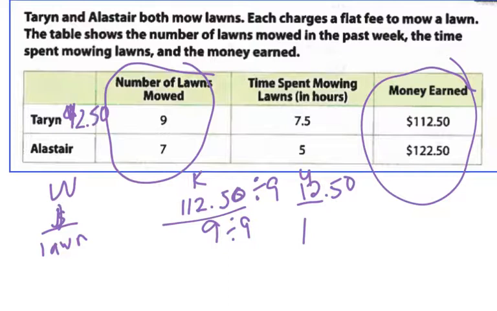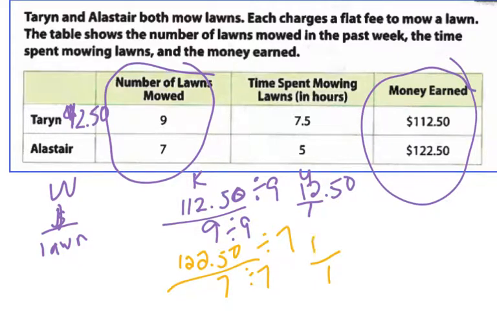Okay? So then I need to figure out Alistair. Well, my words are the same, dollars to lawn. Alistair charges $122.50, and he mows 7 lawns. We need to figure out how much he charges for one. So how do I get from 7 to 1? I divide by 7. Therefore, I have to divide my denominator by 7. So I take 122.5 divided by 7, and I get $17.50. So Alistair charges $17.50 for each lawn.